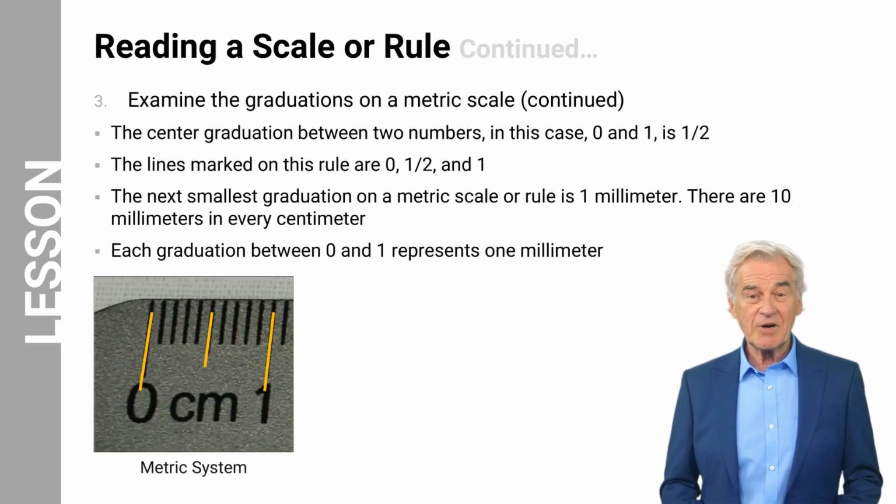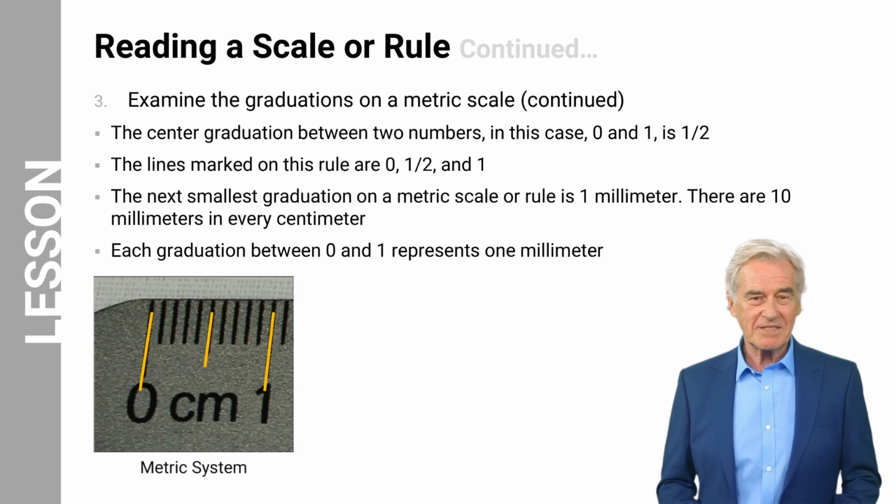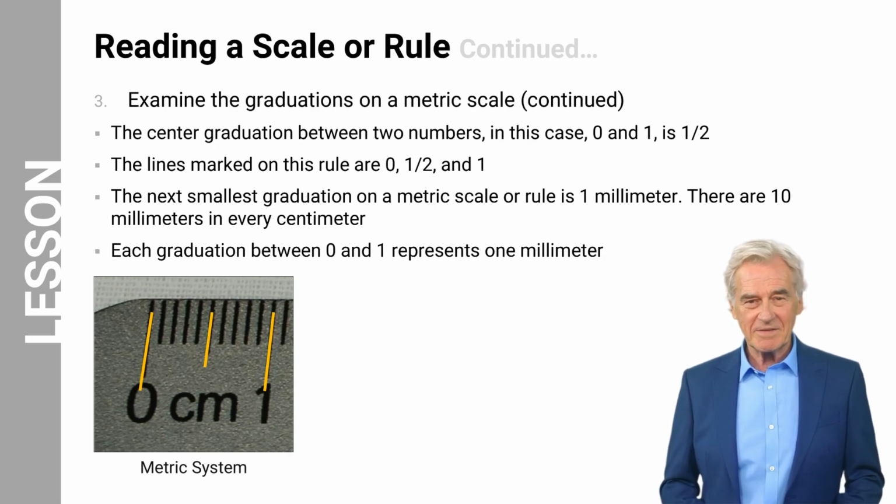Let's examine the graduations of a metric scale. The center graduation between two numbers, in this case 0 and 1, is half. The lines marked on this rule are 0, half, and 1. The next smallest graduation on a metric scale or rule is 1 millimeter. There are 10 millimeters in every centimeter. Each graduation between 0 and 1 represents 1 millimeter.